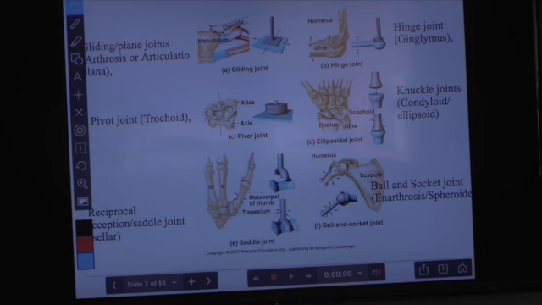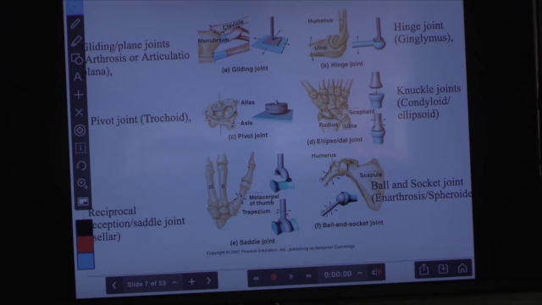So we have joints like the scaphoid on the radius, and the radius will end as a concave. The scaphoid will come in as a convex. And it's good for you to know that the most subluxated bone in the hand is the scaphoid.